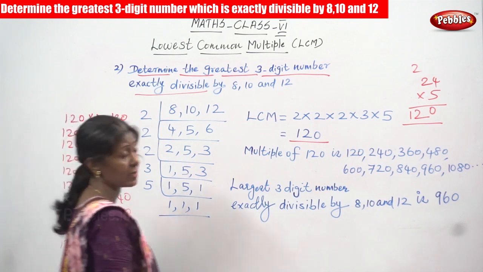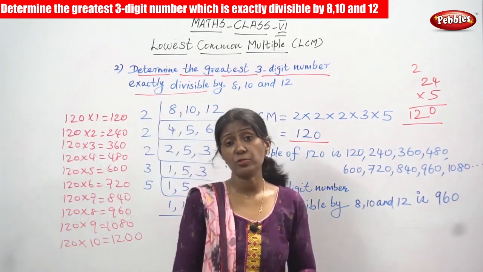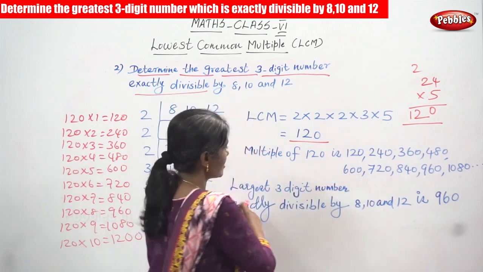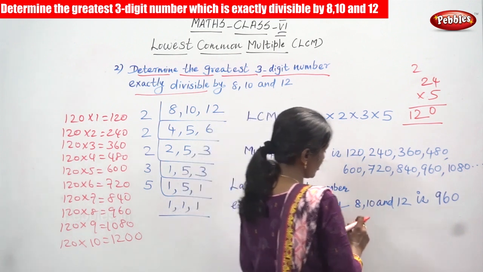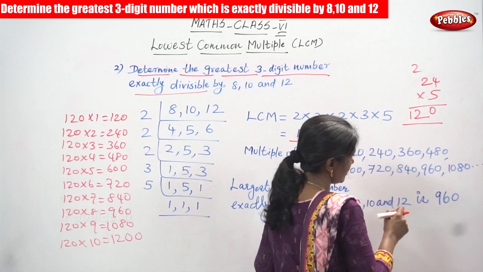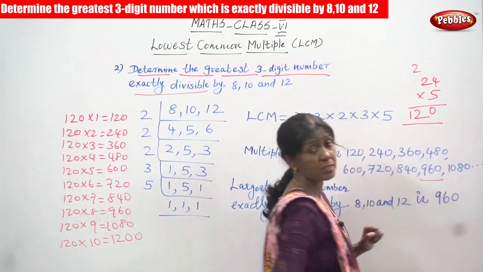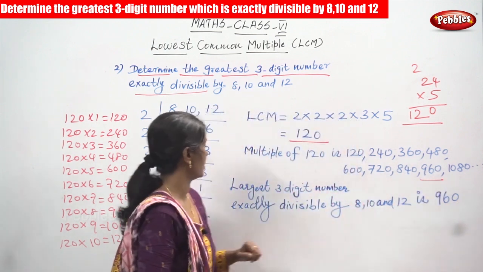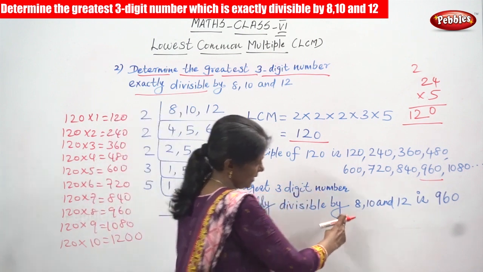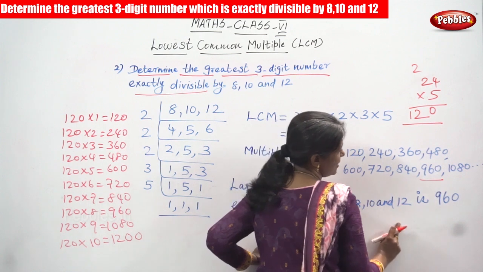So this is the table I have written. The multiples of 120 are nothing but the multiplication table of 120. So we have to find out the largest 3-digit number exactly divisible by 8, 10 and 12. The largest 3-digit number is 960. The largest 3-digit number which is exactly divisible by 8, 10 and 12 is 960.